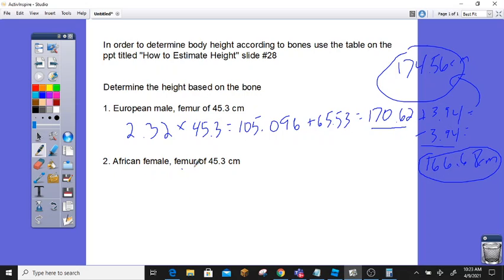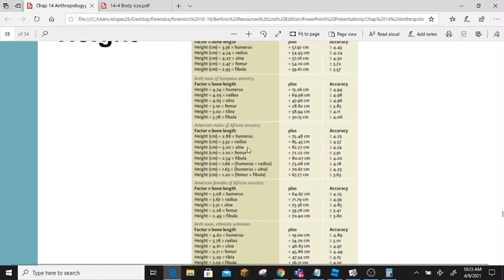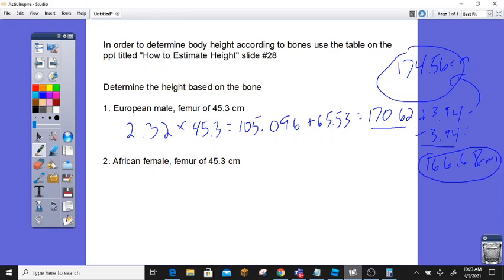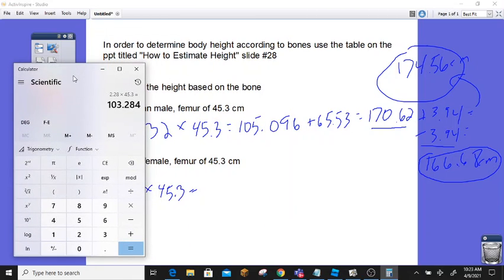So here we have an African female femur. So we're going to go into African female. African male, African female. We said it was a femur. 2.28 times the femur, times 45.3. That gives 103.28.